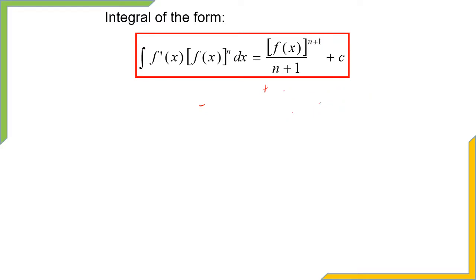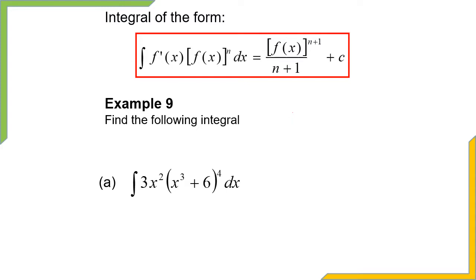Okay, so let's do some examples on this type of formula. Integrate 3x squared multiplied by x cubed plus 6 to the power of 4. If it's to the power of 2, then you can just directly expand. But now we have the power of 4, it will be hard for you to expand this type of expression, right? So we can just use the general power rule formula. First of all, we need to check what our f(x) is. Our f(x) will be in the bracket, so our f(x) should be x cubed plus 6.